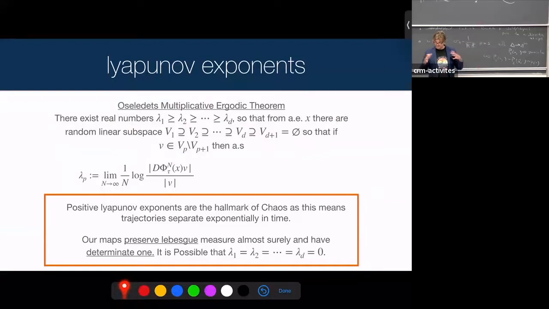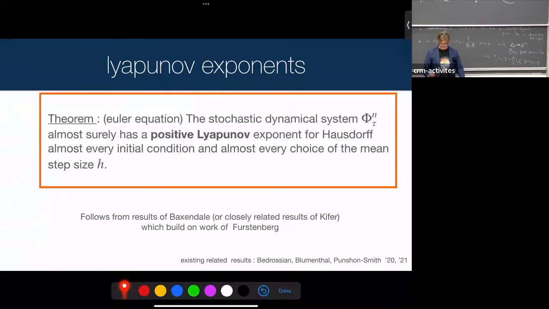Since it preserves Lebesgue measure in its divergence tree, or I should say Hausdorff measure, it could actually be that every one of the Lyapunov exponents is 0. And we can prove now, though this is still being written down, that the stochastic dynamical system almost surely has positive Lyapunov exponent if you start the system in the Hausdorff measure on this surface. So if you start from that invariant measure, then you have positive Lyapunov exponent almost surely.